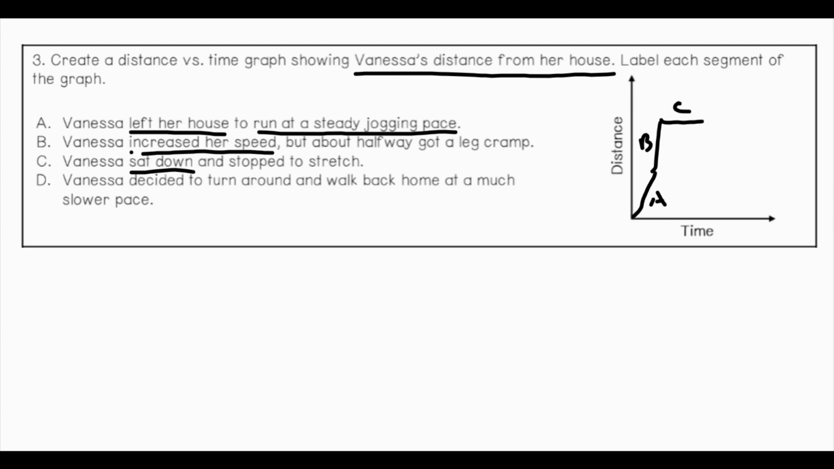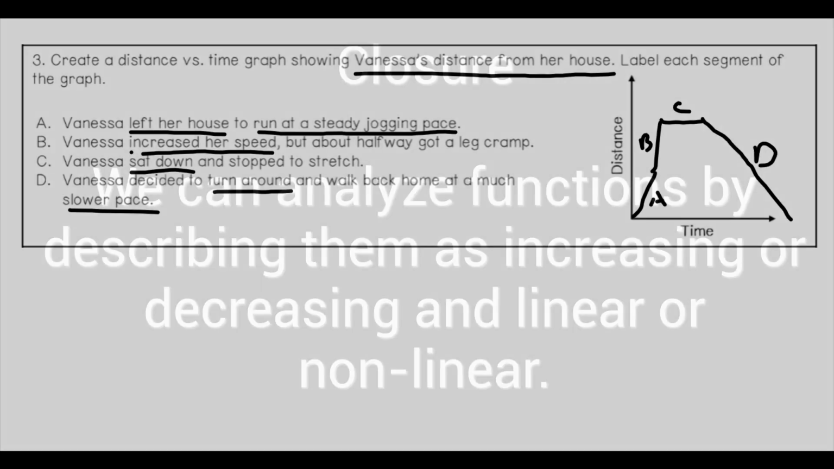And then D, Vanessa decided to turn around and walk back home at a much slower pace. So, we're turning around, going back towards her house, and then walking at a slower pace. So D should be a less slanted line than any of the other lines because I'm walking back home at a slow rate rather than a fast rate. So D would be that line. So this is the graph of Vanessa's distance from her house.